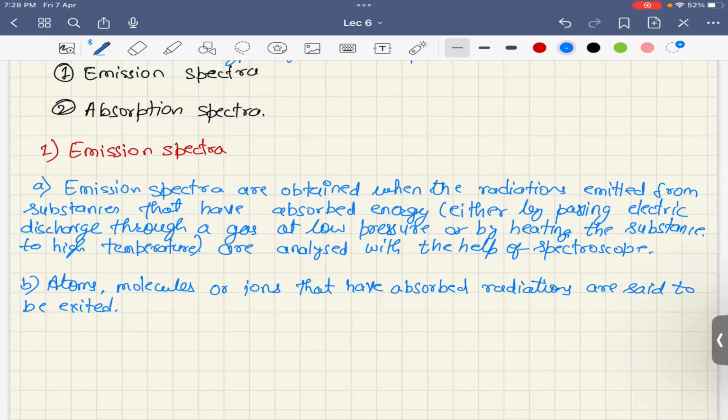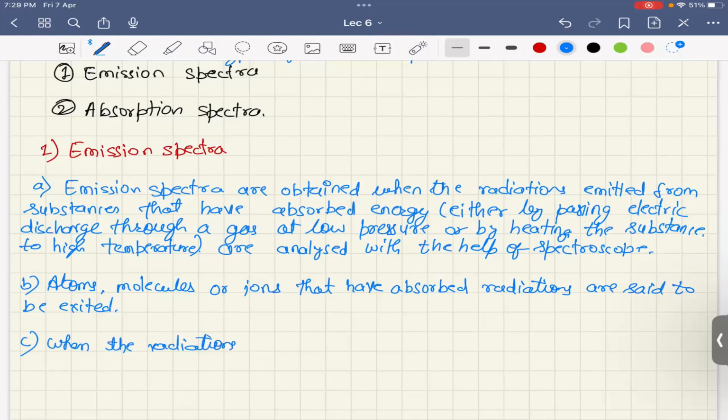Sodium or salts of sodium give off yellow light, while potassium or salts of potassium produce a violet color. When the radiations emitted by different substances are analyzed, the spectrum obtained consists of sharp, well-defined lines, each corresponding to a definite frequency or wavelength.